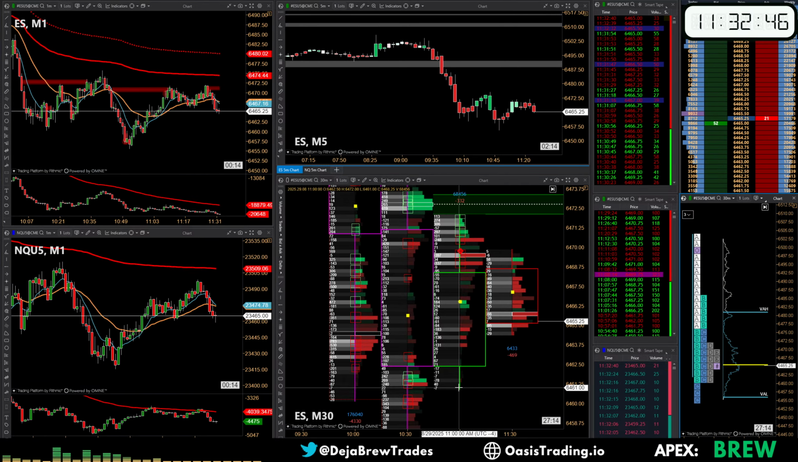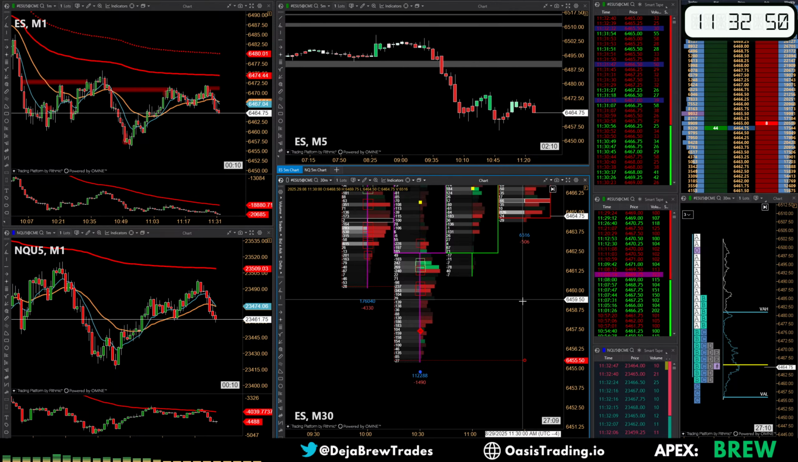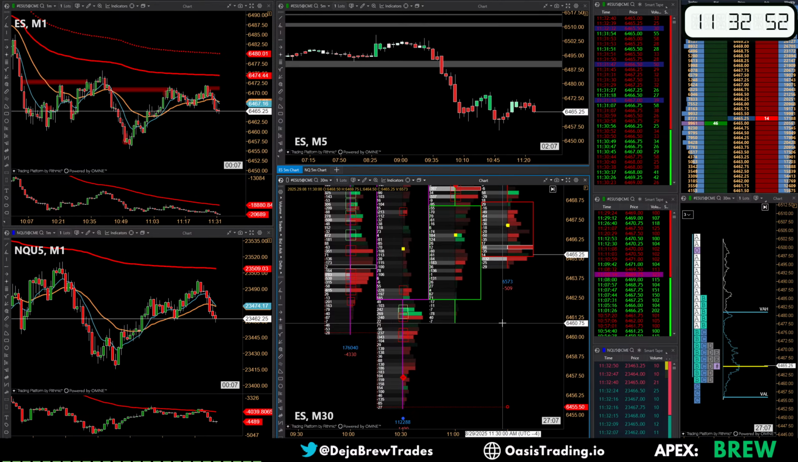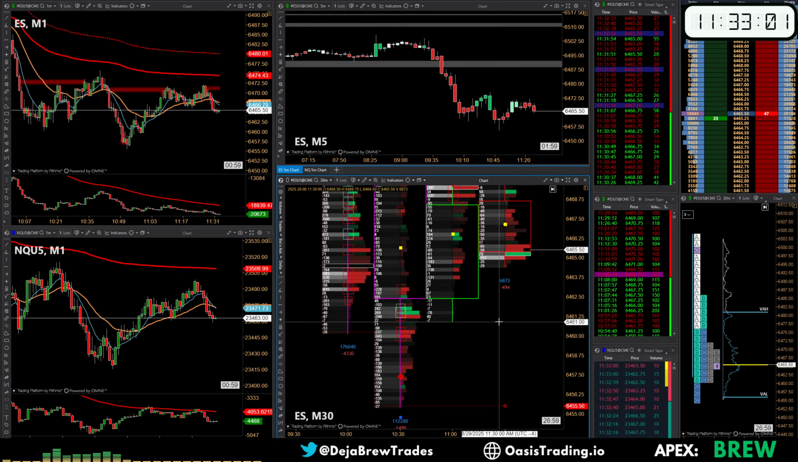Keep an eye on those 30-minute lows if we start breaking out of this accumulation. Possibly going for those single prints below that the trade plan targets. Yeah, you probably just gotta wait a little bit. Sometimes you have to wait.